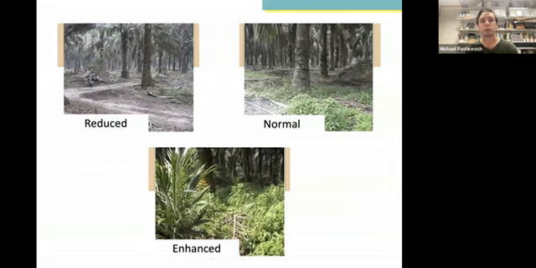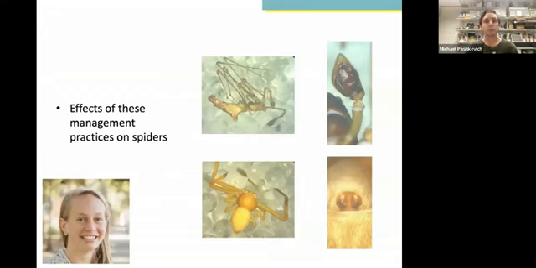And again, just to give you the visual as to what those treatments look like on the ground, this is our reduced, normal, and enhanced treatment. We've gone ahead and we've observed the effects of these different treatments on a whole variety of different attributes of the oil palm ecosystem, so ranging from the canopy down into the soil.